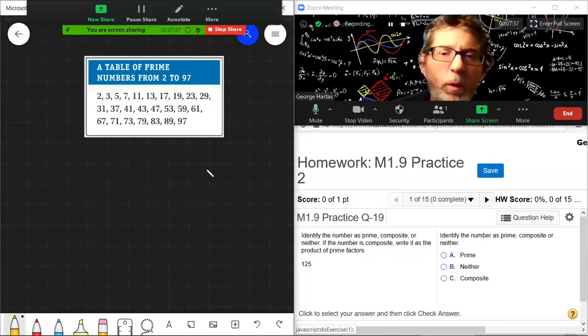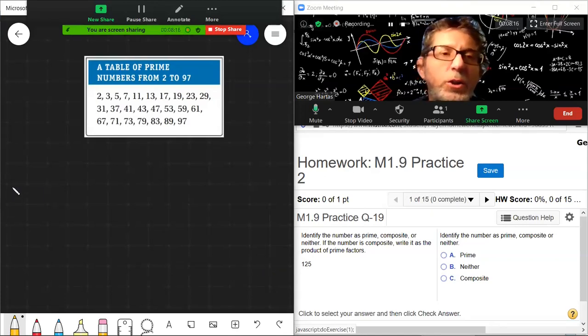All right, so we have 125. Now, one thing we can do is to look to see if 125 is on this table of prime numbers. It's not, only because this cuts off at 100 or so, 97. So we got to find a different strategy to determine if this is prime, composite, or neither. So basically, we have to ask the question, can 125 be broken down into factors other than 1 and 125?